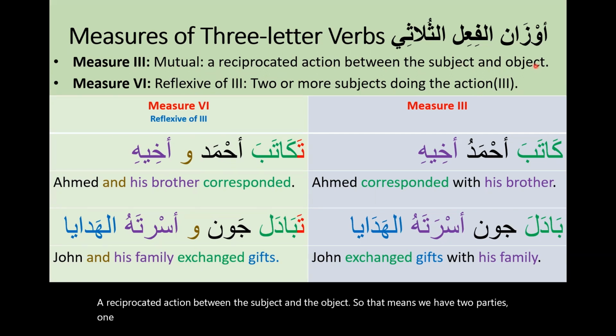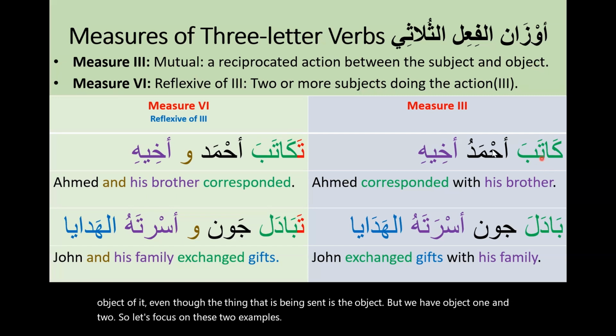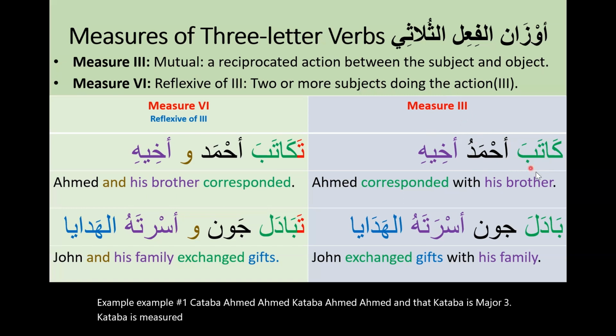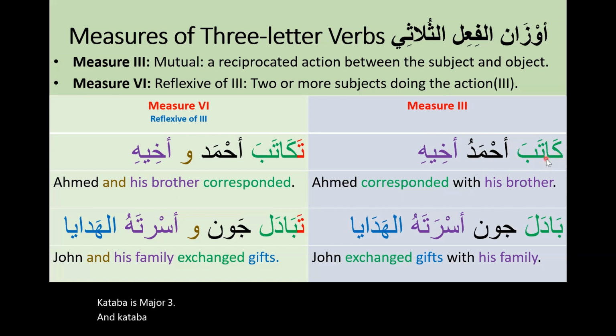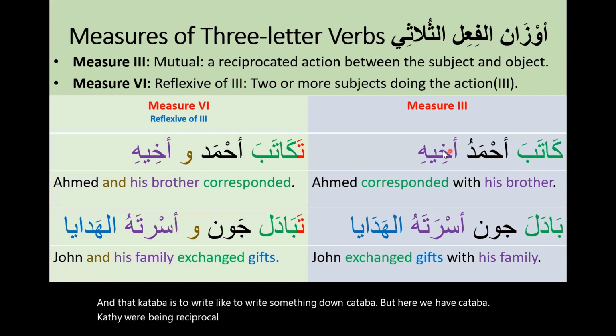One is playing as a subject, and the other party is an object, and I mean the grammatical object. Example number 1, كاتب أحمد أخيه. And that كاتب is measure 3. كاتب came from the verb كتب, and that كتب is to write, like to write something down. But here we have كاتب, being reciprocal. كاتب أحمد أخيه.